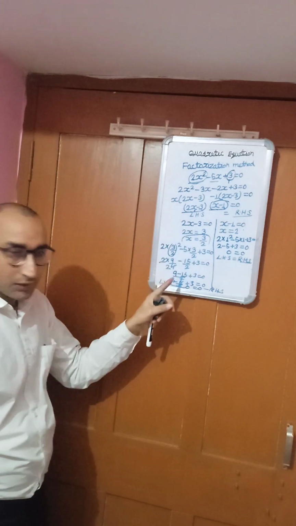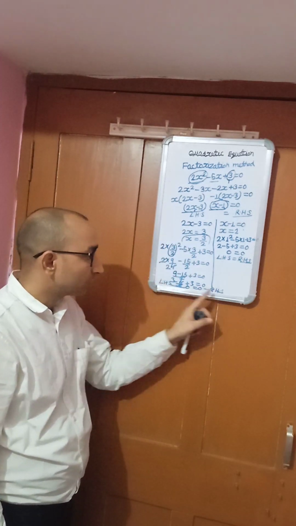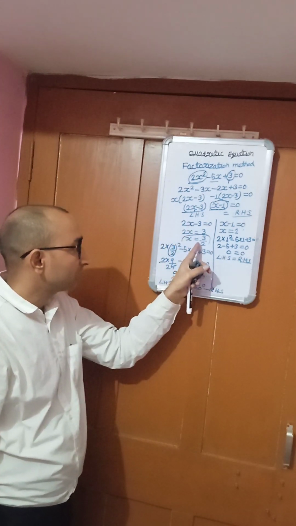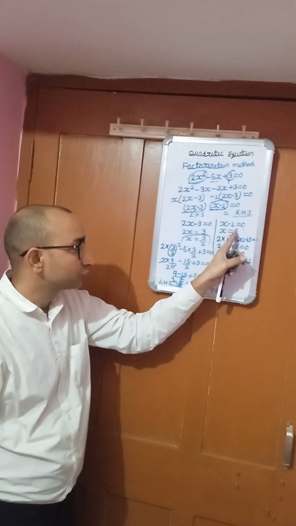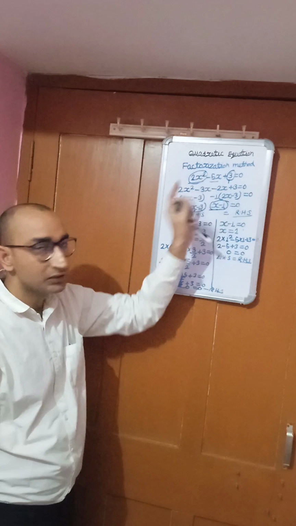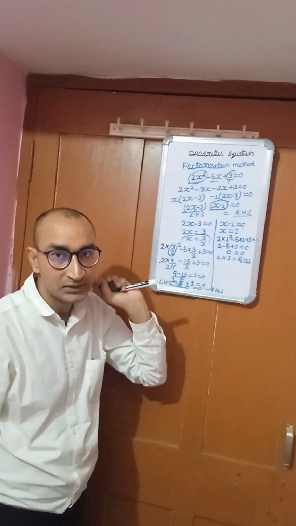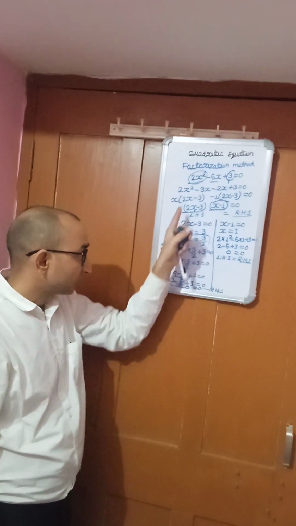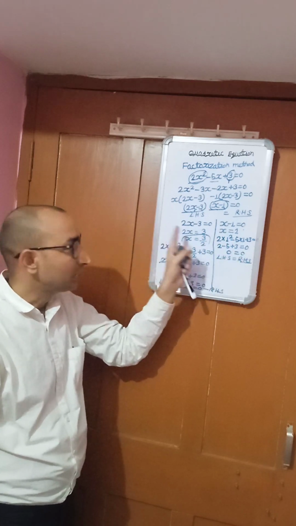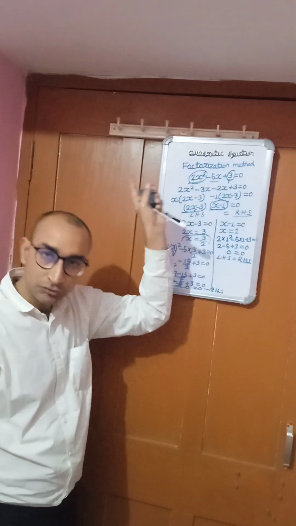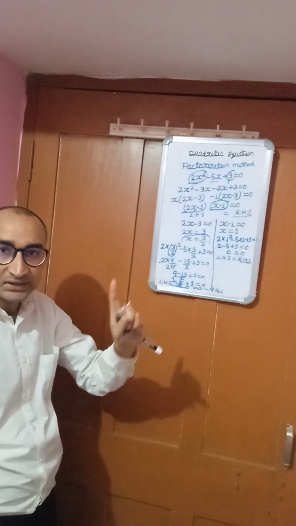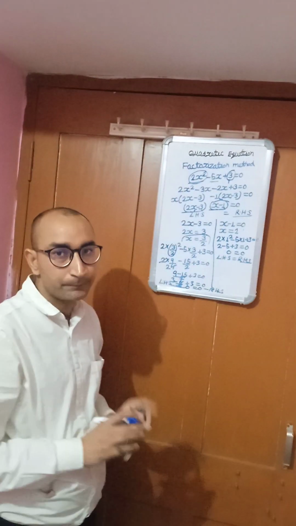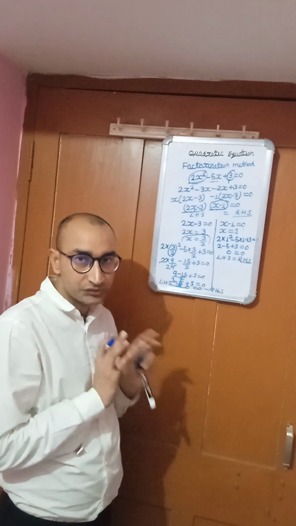Here we have observed LHS equal to RHS. If we put x equals to 3 by 2, and if we put x equals to 1 in this equation, LHS equals RHS, means these are the solutions of the equation and these solutions will satisfy the equation also. This is the important concept.